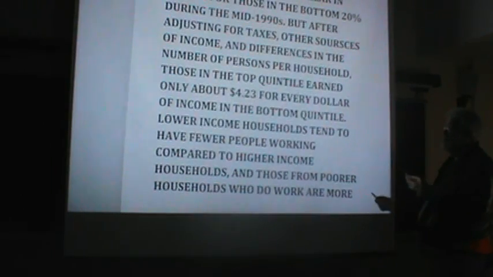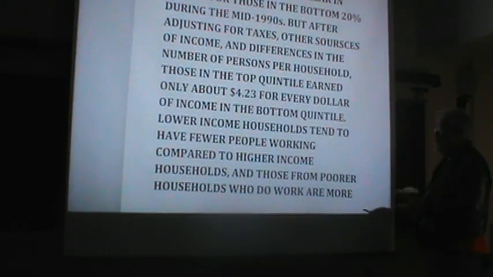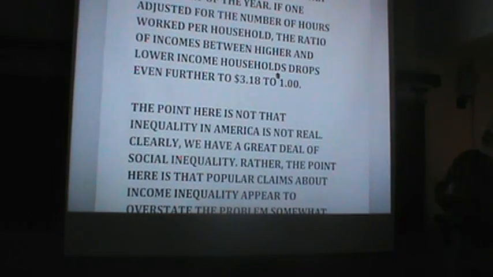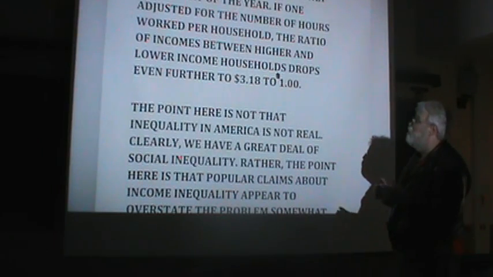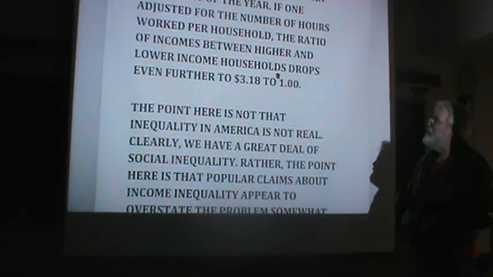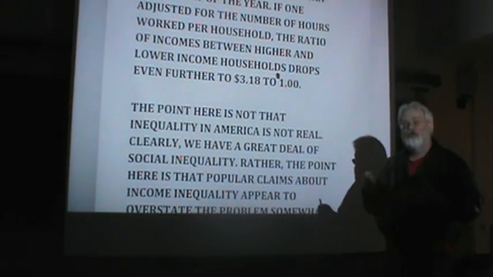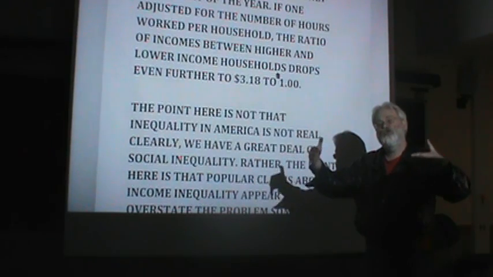Now, they weren't done yet. Lower income households tend to have fewer people working, just like we mentioned, compared to higher income households. And those from poorer households who do work are more likely to work part-time or only work part of the year. If one adjusted for the number of hours worked per household, the ratio of incomes between higher and lower income households drops even further to $3.18 at the top to $1 at the bottom. The more adjustments you make, the more income inequality shrinks.